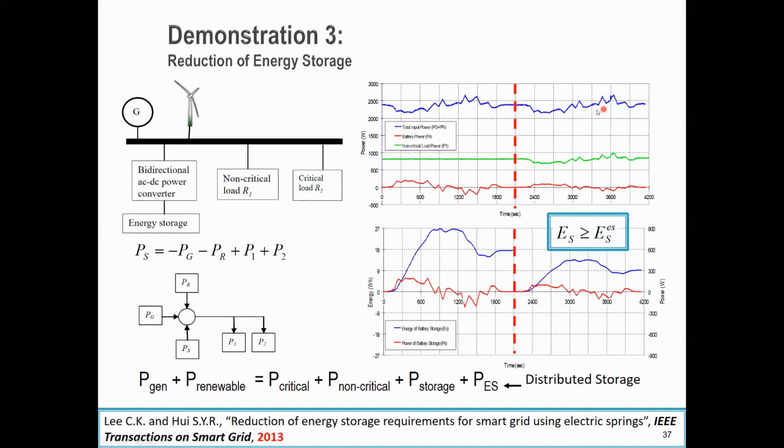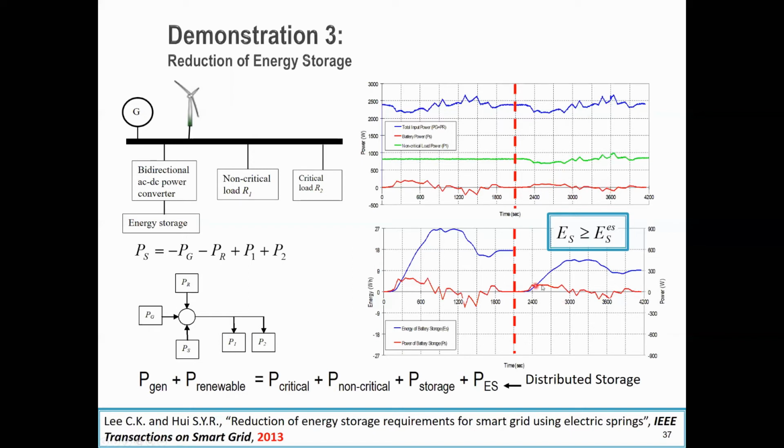Now, if you look at the situation when we are allowed to use the electric spring, when the input power is low, we allow the non-critical load to reduce power consumption. In this way, the amount of power required from the battery becomes smaller. And similarly, when the input power is large, we allow the non-critical load to absorb more power so that the amount of energy required to be stored in the battery becomes smaller.